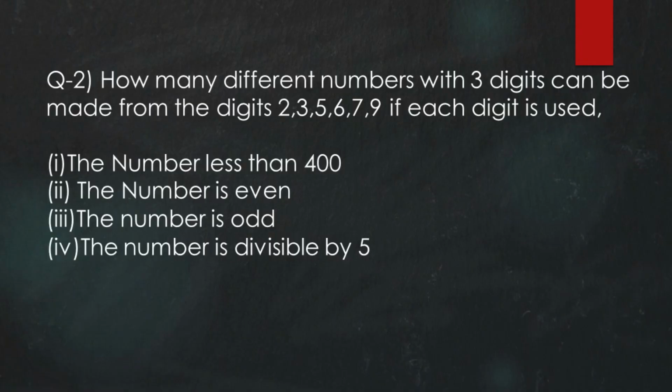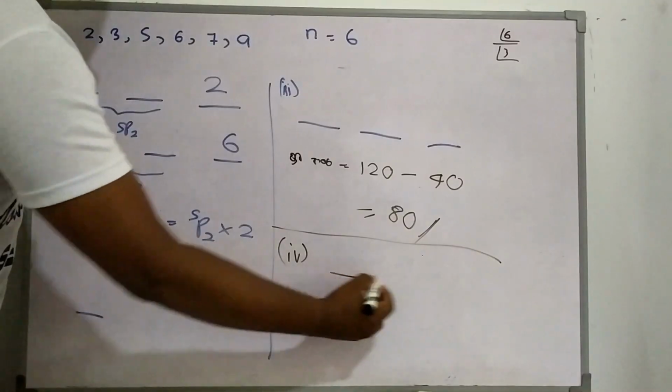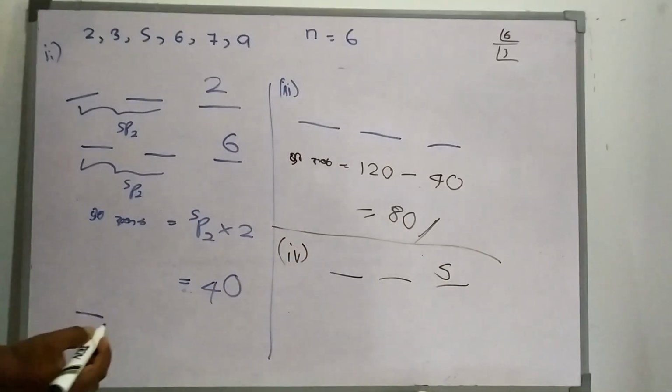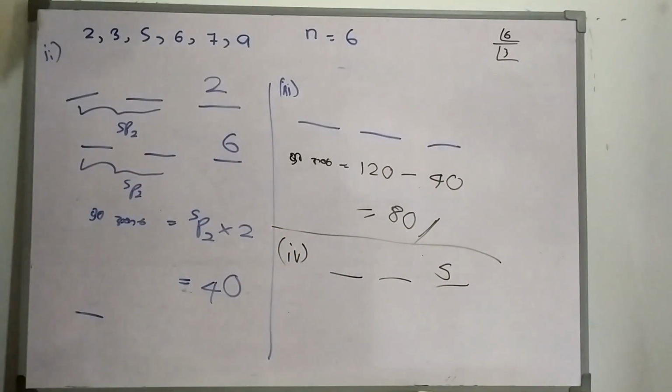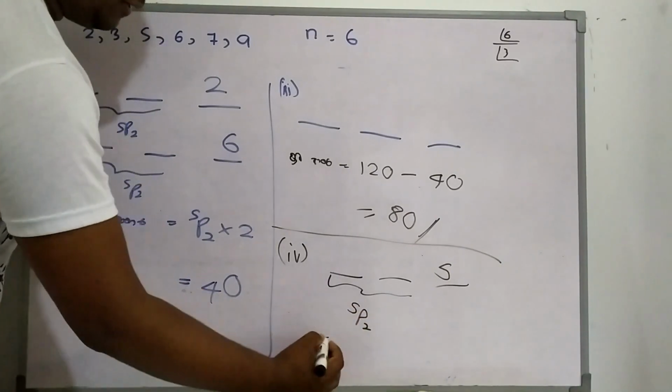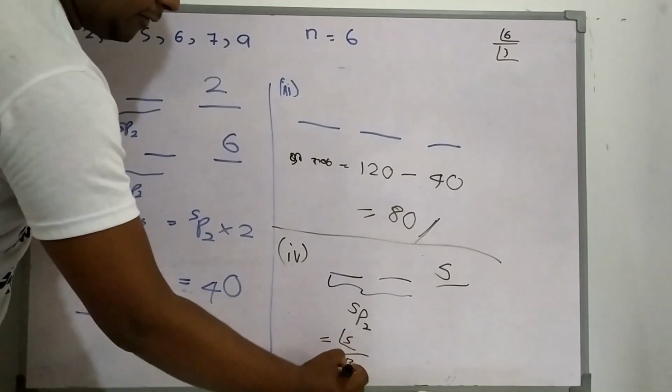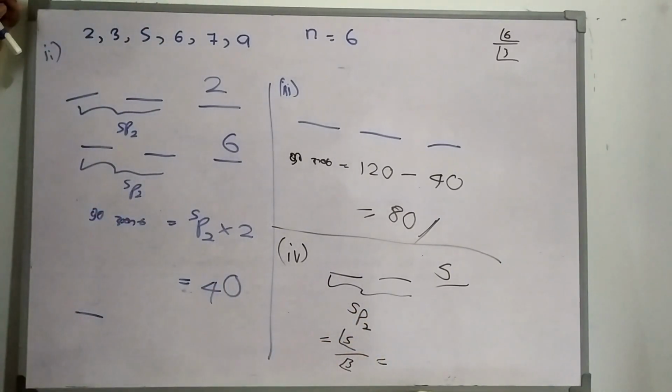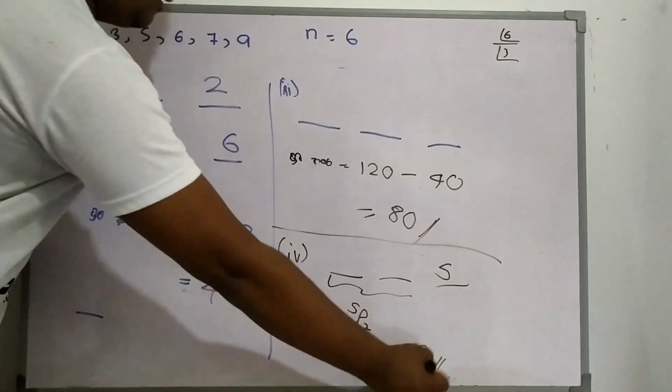Next part, the number is divisible by 5. The number is divisible by 5 means you can put only 5 in the last place, because 0 is not there. So the other case is 5P2, right? 5P2 is 20.